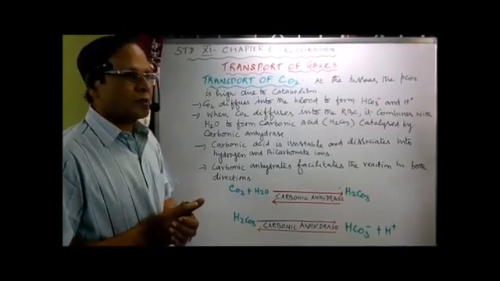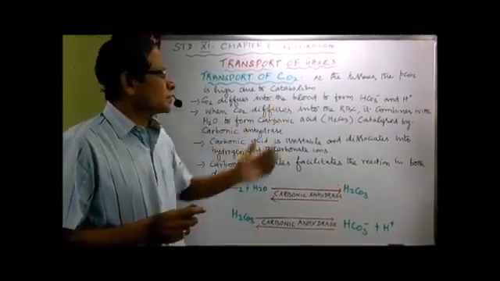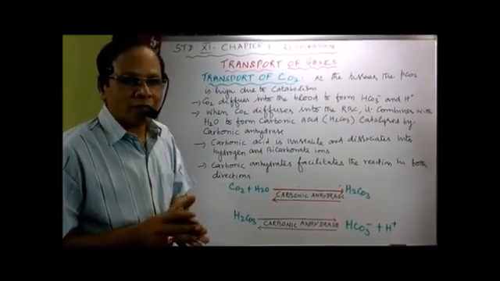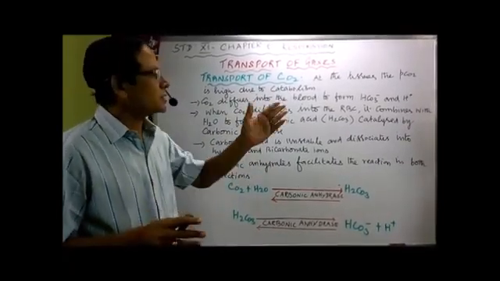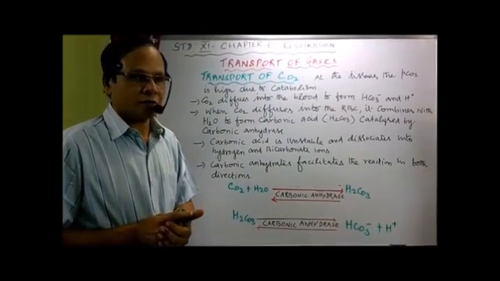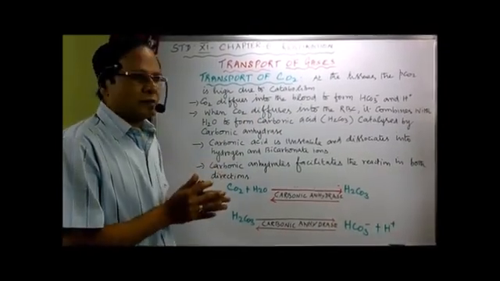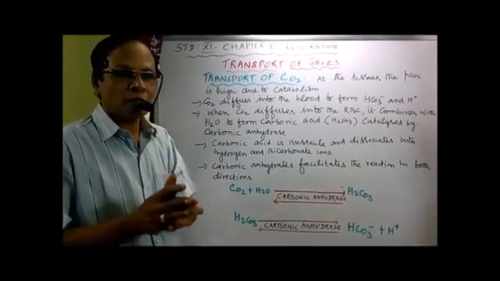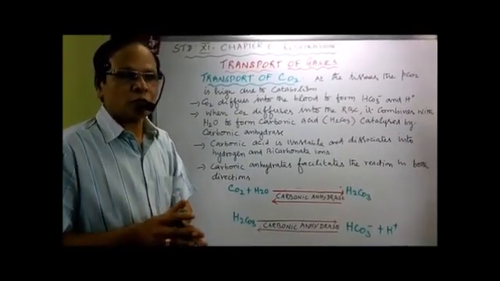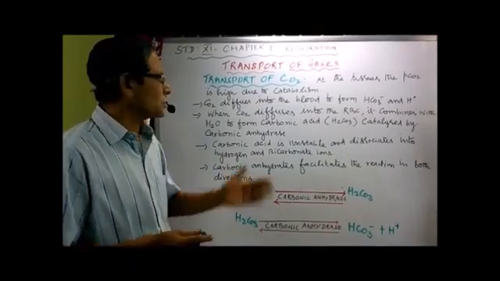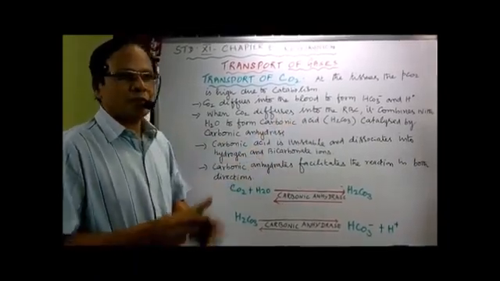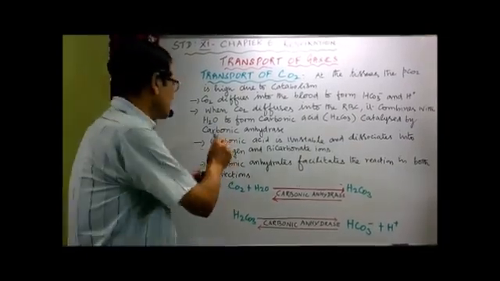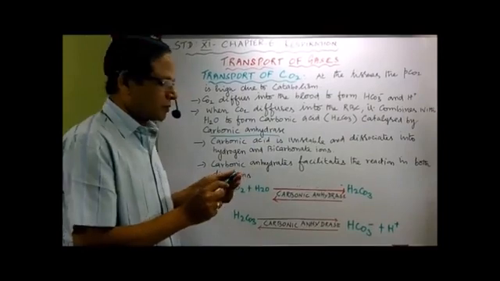Then what's happening? When carbon dioxide diffuses into the blood, it first forms carbonic acid, which dissociates to form bicarbonate and hydrogen ions. In the same manner, from the plasma, carbon dioxide enters into the RBC, where it combines with water present in the cytoplasm to form carbonic acid. This reaction is catalyzed by the enzyme I mentioned, carbonic anhydrase.